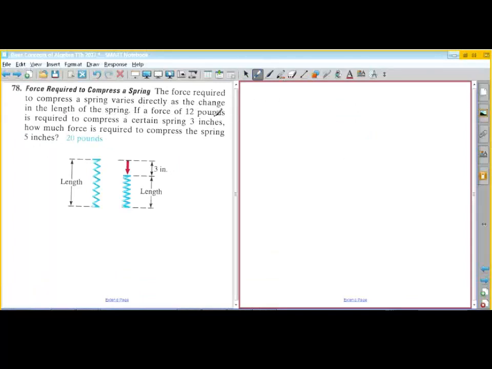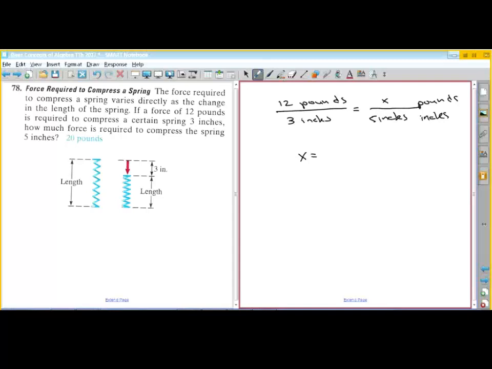So we look at the problem. If a force of 12 pounds is required to compress a certain spring 3 inches, so we'd say 12 pounds is to 3 inches. So our proportion here is going to be pounds up here and inches down there. So it's easy to go back to the problem and see what else we're given. We're given 5 inches. So this is the unknown. What is the corresponding force at 5 inches?